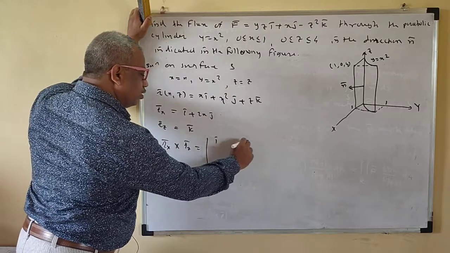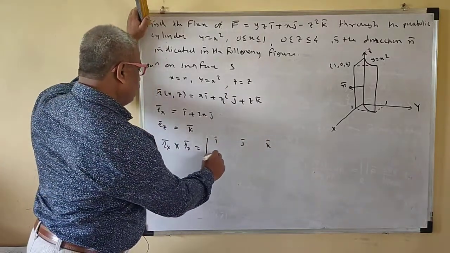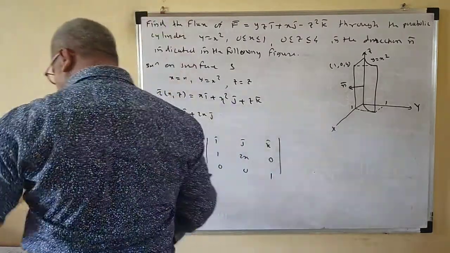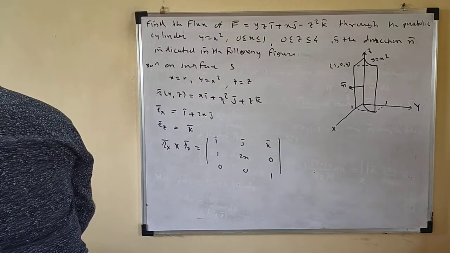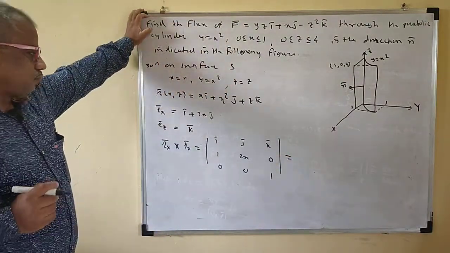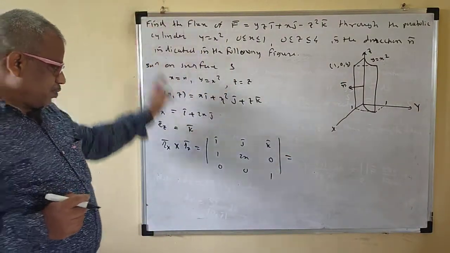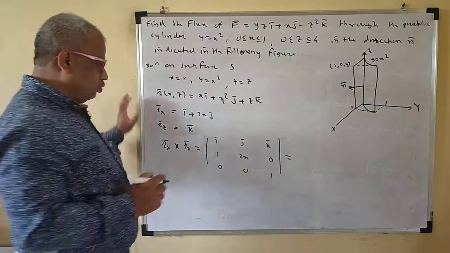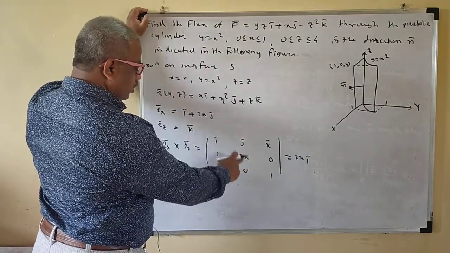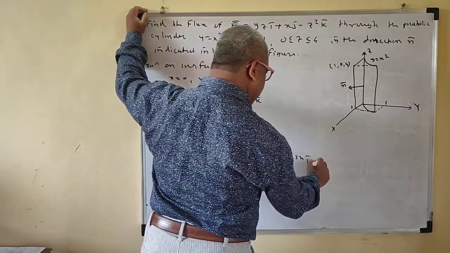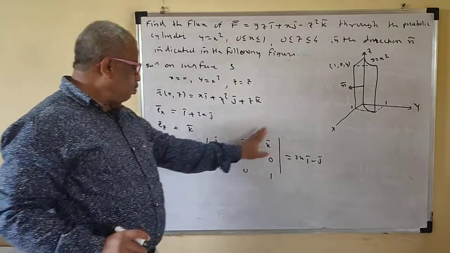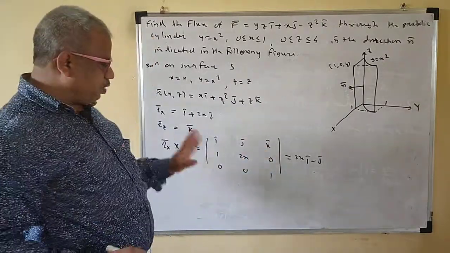So this is the determinant with i bar, j bar, k bar; 1, twice x, 0; 0, 0, 1. So this is equal to, for i bar, twice x i bar. For j bar there is a term, so this is minus j bar. For k bar, 1 into 0 minus 0, so this is 0. There is no component of k bar.